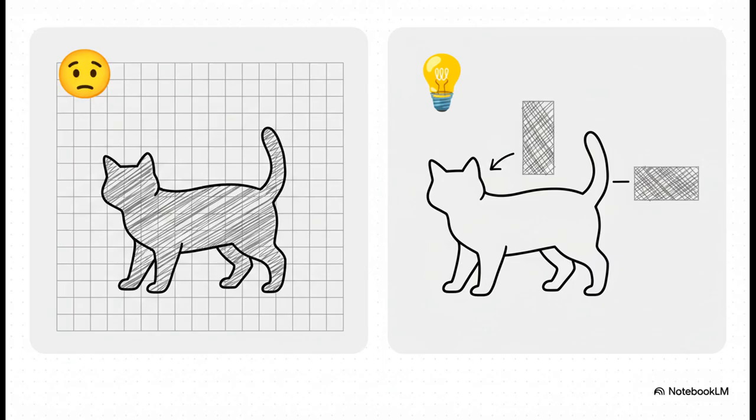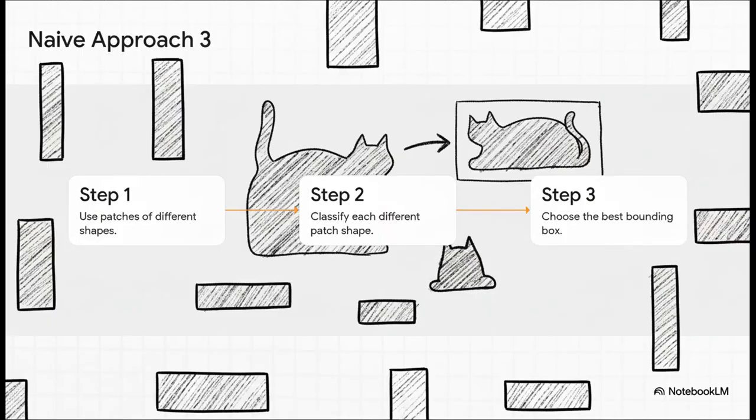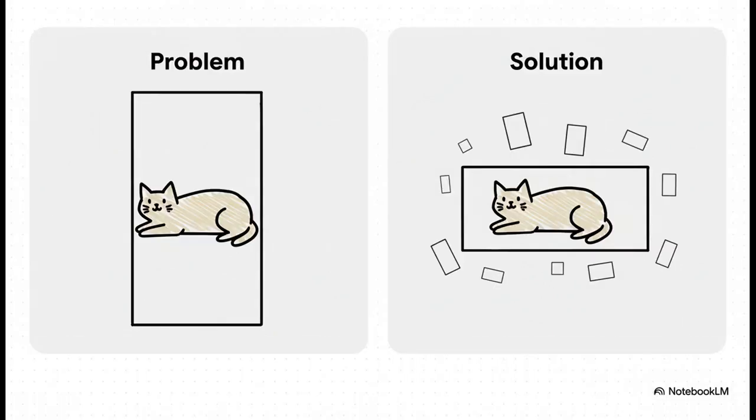So maybe the problem isn't the size of the boxes, but their shape. All right, approach number 3. What if we think beyond the square? Let's throw a bunch of different rectangles at it, tall ones, wide ones, and see which shape gets the highest cat score. We're definitely getting warmer, but we're still missing something huge: orientation. That tall, skinny box might be perfect for a person standing up, but it's totally useless for a cat that's all stretched out taking a nap.